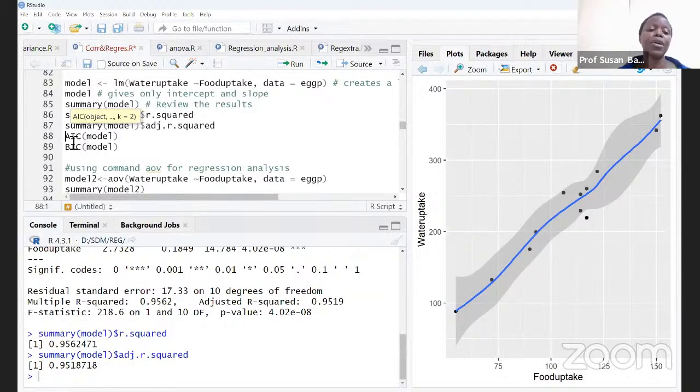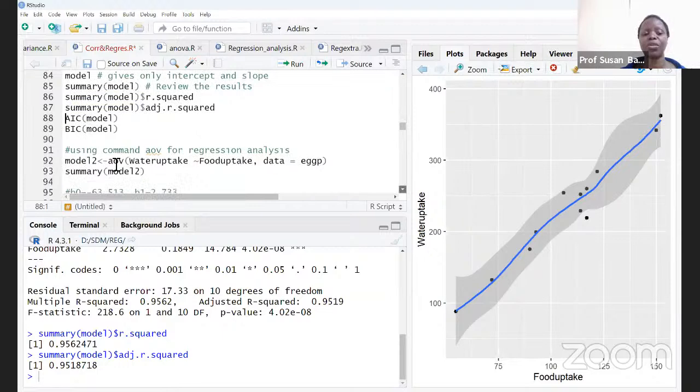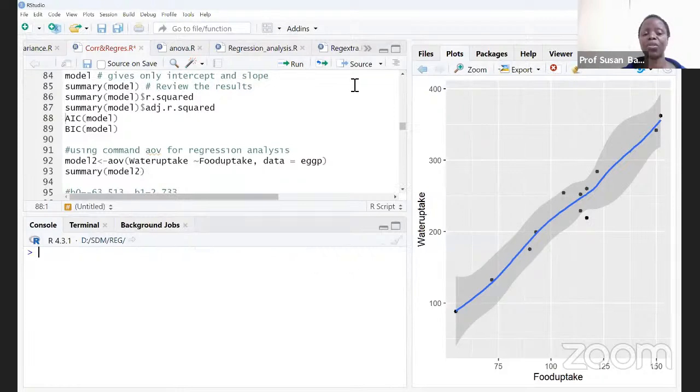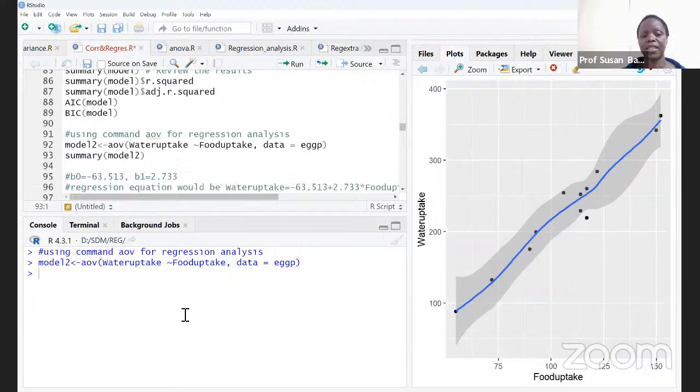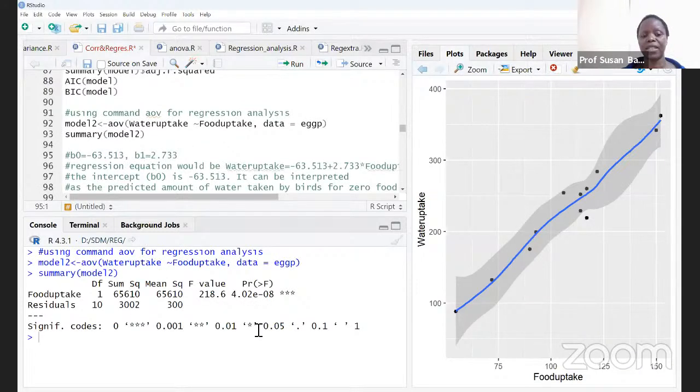Now, we can also use the command aov. You get results also using the command aov. So I'm clearing my console. Line 92 uses aov to do regression instead of lm. So if we run that and then run our summary, we will see that we have the coefficients given and also the corresponding significance codes. Okay, but this is just, by the way, you can use lm, you can use aov.